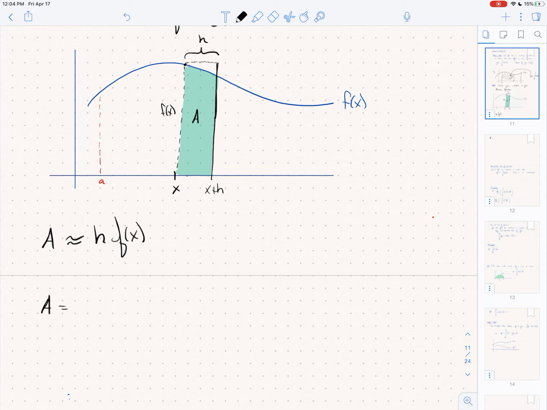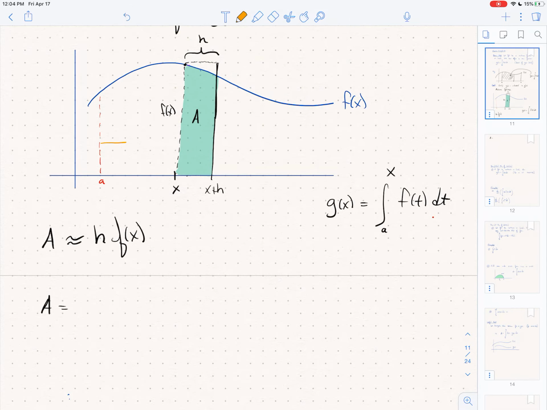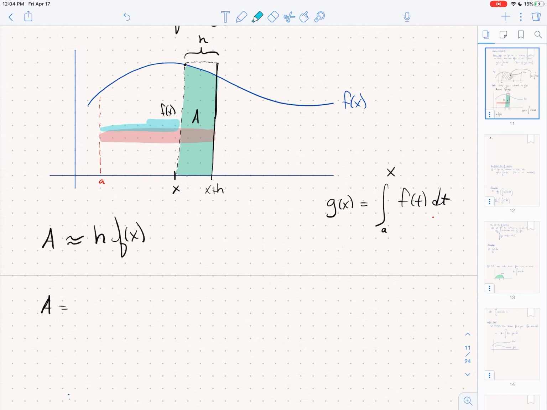Now, the second way I'm going to compute the area A is sneaky. I'm going to make use of this function g. So remember, we can think about g of x as the integral from a to x of f of t dt. And so I'm going to say, okay, I can compute the area from a out to x plus h. I can compute that area, right? Then I can compute the area from a out to x. And if I subtract the blue area from the red area, I'm going to get the green area, which is exactly what I want.